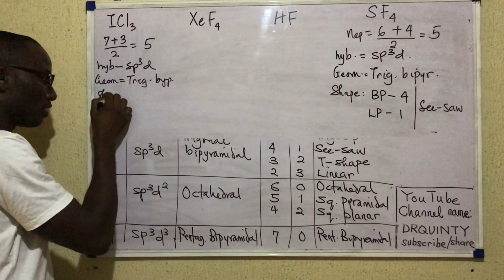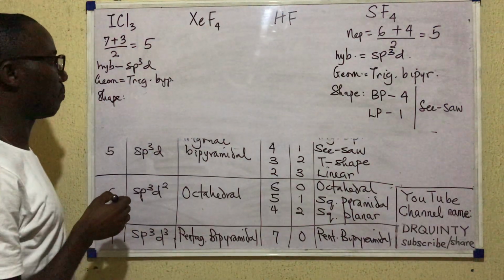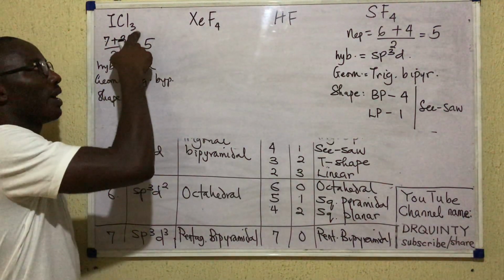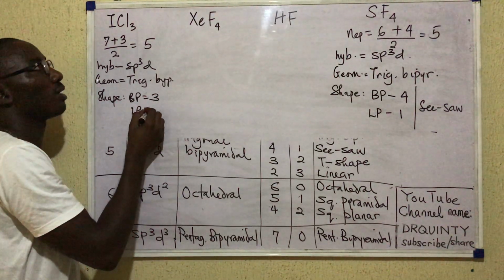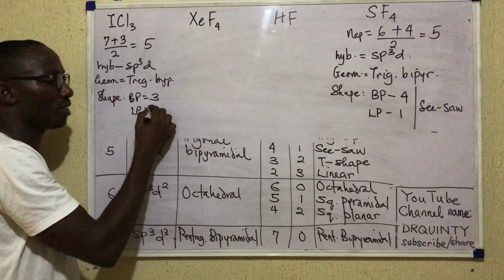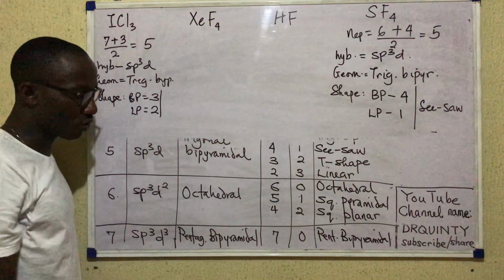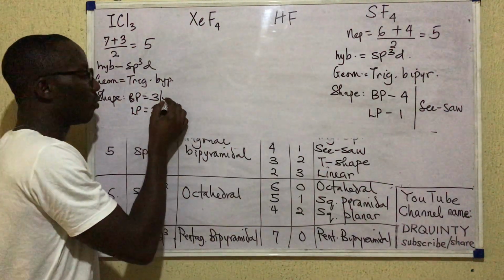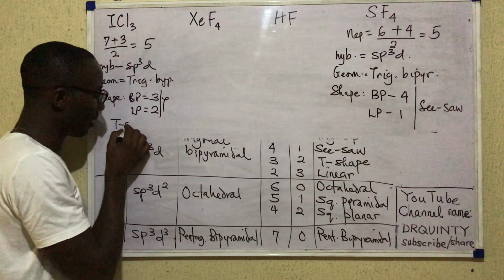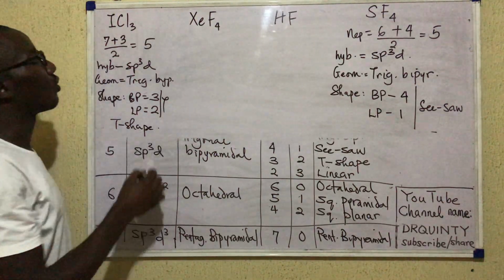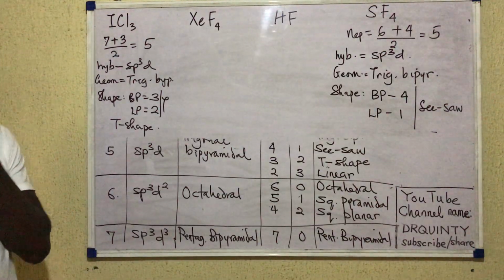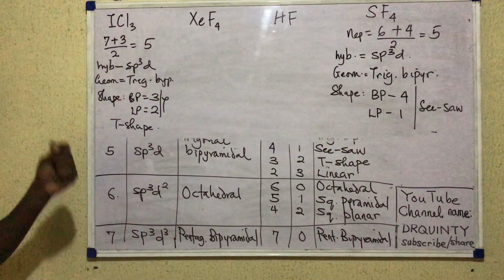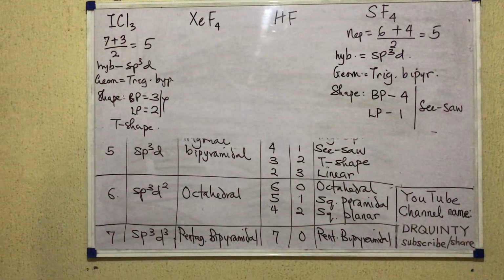But what is the shape? For the shape now, I need to know the number of bond pairs. So bond pairs equals 3, and then lone pairs equals 5 minus 3, that's 2. So 3:2 is right here on the board. We'll say it has a T shape. So ICl3 is a T-shaped molecule. If you try to do the same for ICl5, you get a different result, but that's your assignment, not mine to do.